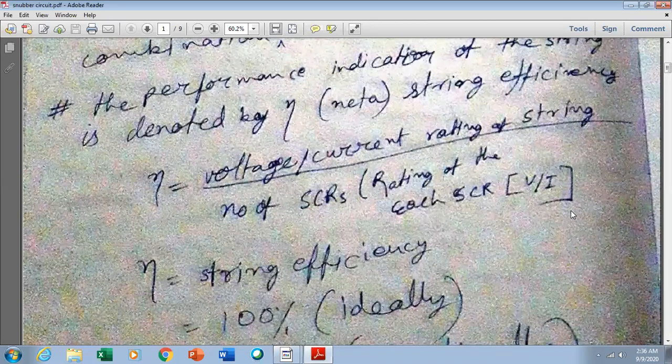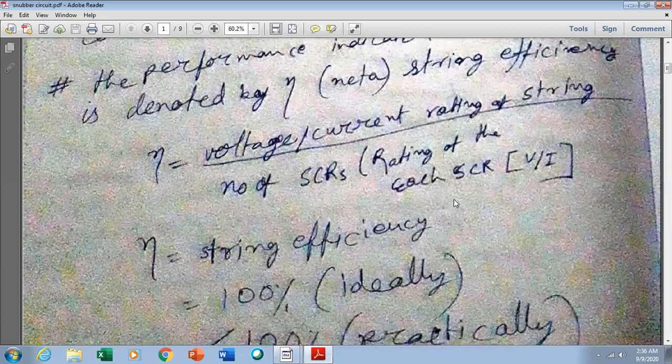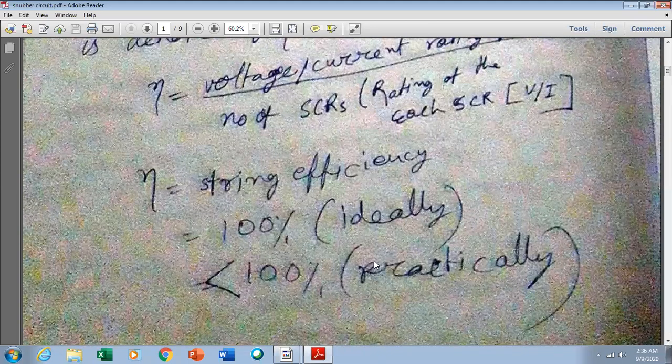This is denoted by eta, and this is the voltage or current rating of the string divided by the number of SCRs connected. That is, if it is connected in series, then the number of SCRs connected in series, or the number of parallel connected SCRs, times the rating of each SCR, that is V or I. So ideally string efficiency is 100%, but practically it is less than 100%. Less than 100% efficiency means voltage or current distribution is not uniform.